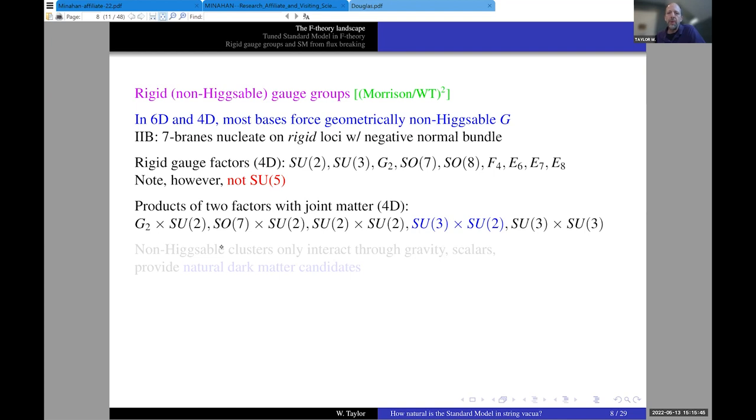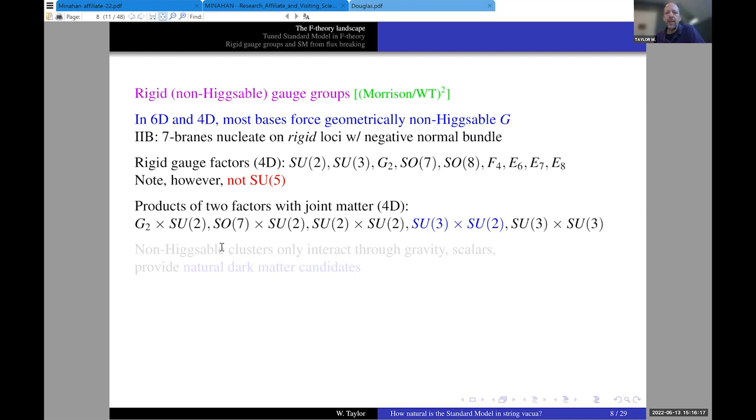From the type IIB point of view, there are certain loci corresponding to so-called divisors in the base geometry, where that codimension one locus has a negative normal bundle, which essentially forces seven-branes to live at those loci and support gauge groups. So this is true for virtually all complex Kähler twofolds and threefolds that support elliptic fibrations.